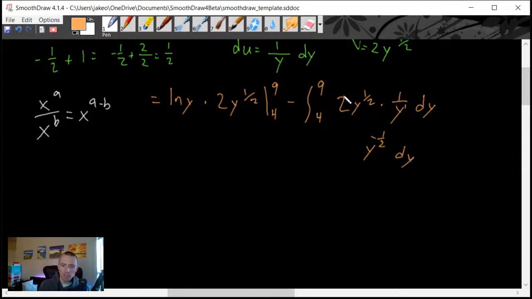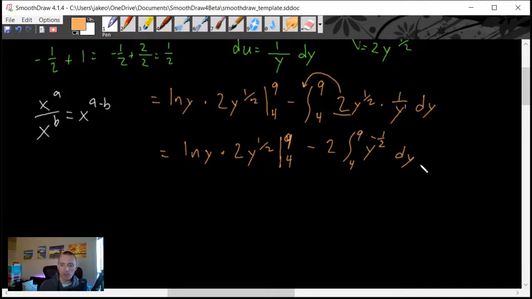And then we have this 2 out here. Well, if we have a constant multiplied by all the stuff we're integrating, we can pull the constant out of the integral. So the only thing we're integrating now is y to the negative 1/2 dy. We can pull our constant 2 out. The rest of this is going to stay exactly the same. And we're still going to evaluate this from 4 to 9.